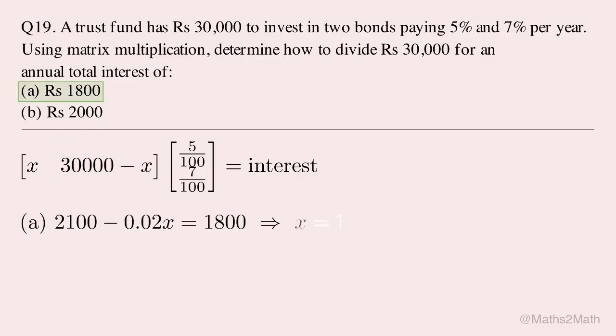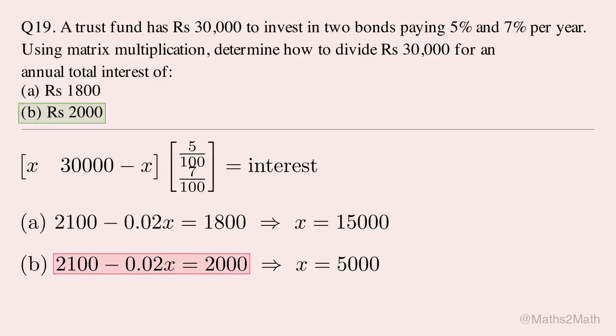Case A, 0.05x plus 0.07 times the rest equals 1,800, which solves to x equals 15,000. So 15,000 in each bond.